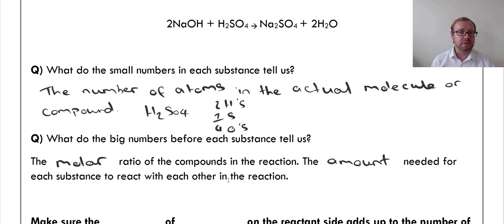Okay, so if we go back to this equation up here, we can see that we have these big numbers in front of the molecule or the compound. So this tells me, according to this definition, the molar ratio, that I need 2 moles of sodium hydroxide to react with 1 mole of sulfuric acid to form 1 mole of sodium sulfate and 2 moles of water. Now, if there isn't a number such as here before sulfuric acid, a big number that is, that means that it is equal to 1.